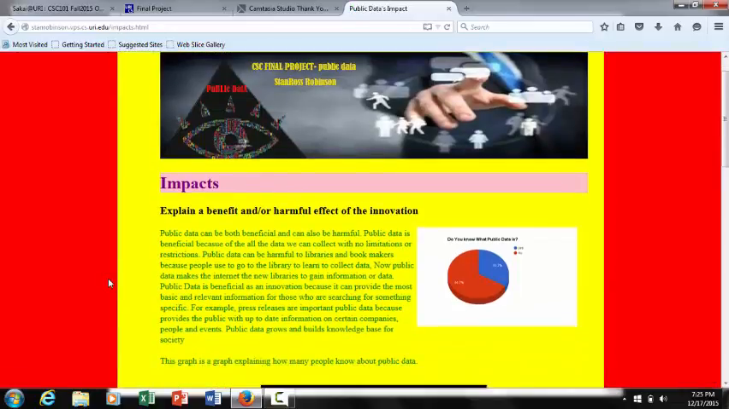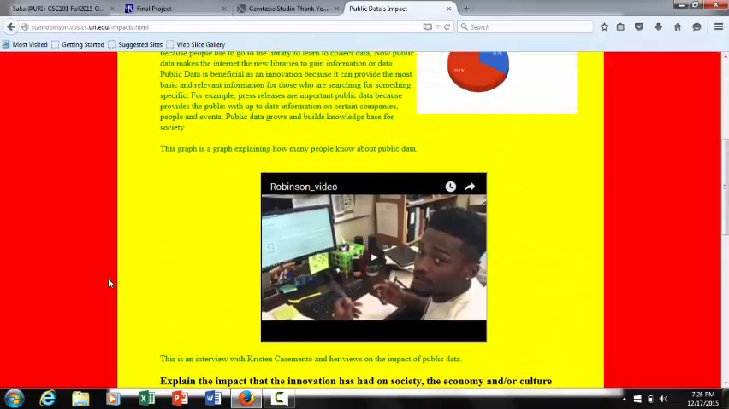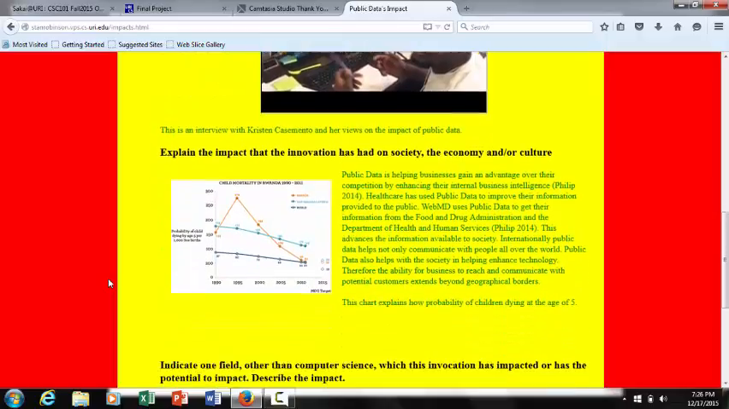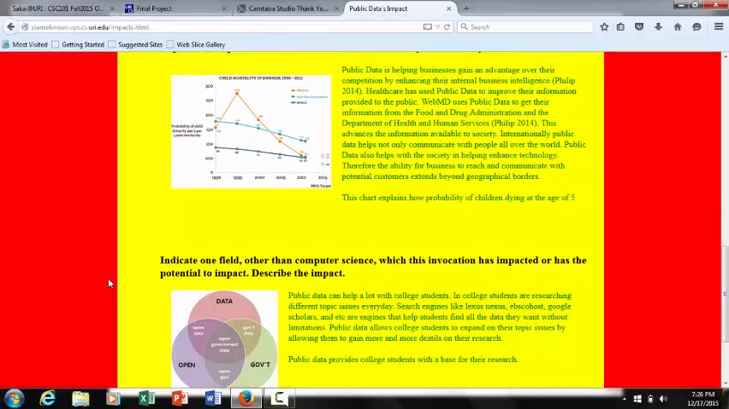Next on impacts, you can see the chart, a video of Stan Ross, and another graph that shows you a healthcare problem for children in Rwanda. It's showing you that it's public data. It's telling you about the illnesses that are causing children at the age of 5 to die. It's showing you all the children in Rwanda and parts of Africa and then all over the world, and the rates that they're dying at. And that's public data.